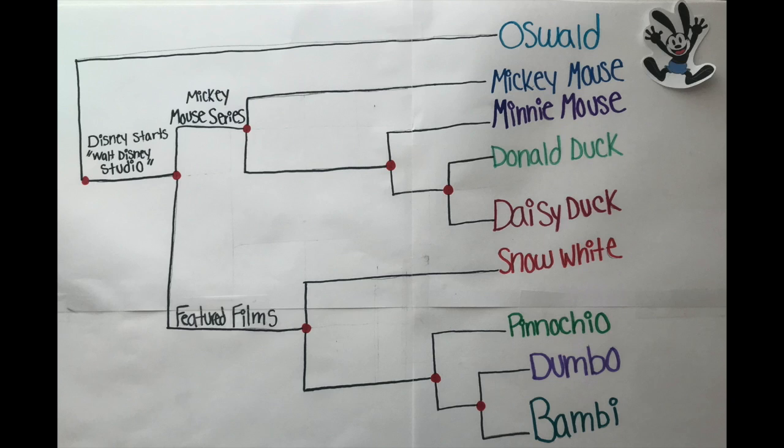From there, we see two branches emerge. Branches are the evolutionary connections between organisms. We can also see here all of the little red dots between the branches, and those are what are called nodes. Nodes represent common ancestors.